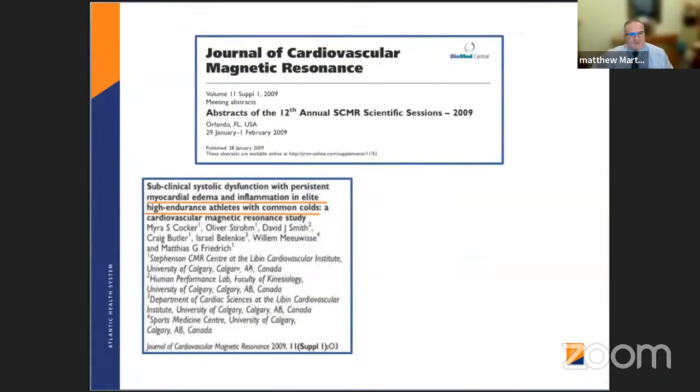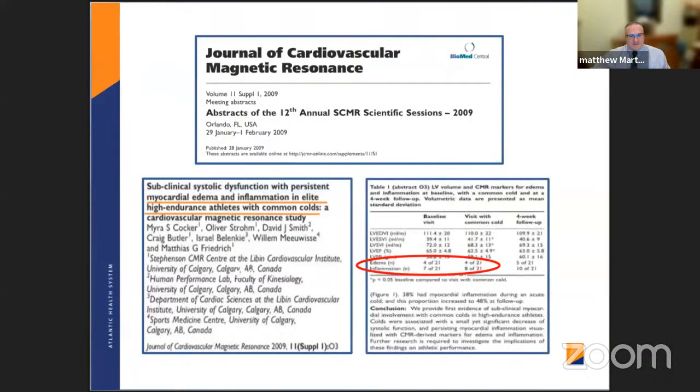So the challenge is that if you go all the way back to 2009, way before COVID, there were groups that looked at this in elite endurance athletes and the common cold, just routine infections, and they found edema and inflammation could be present in cardiac MRI.